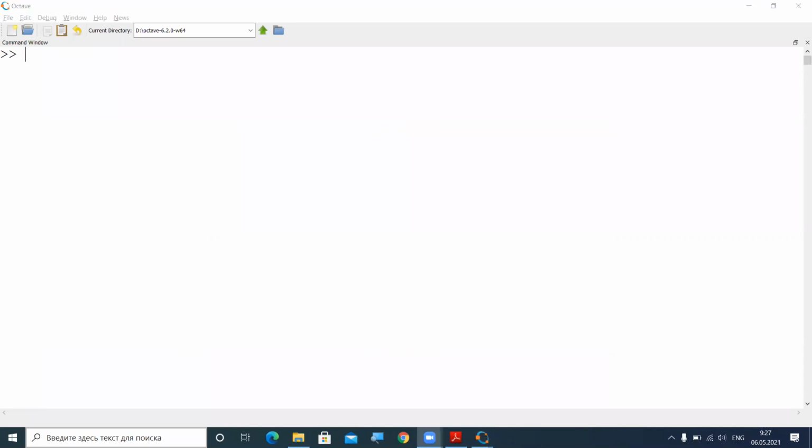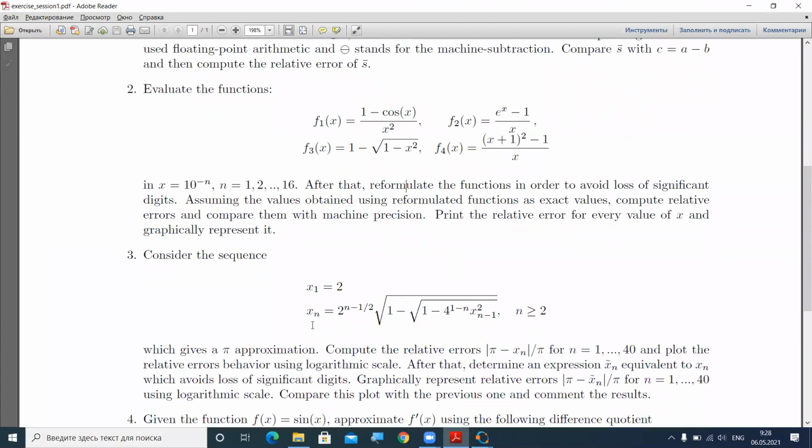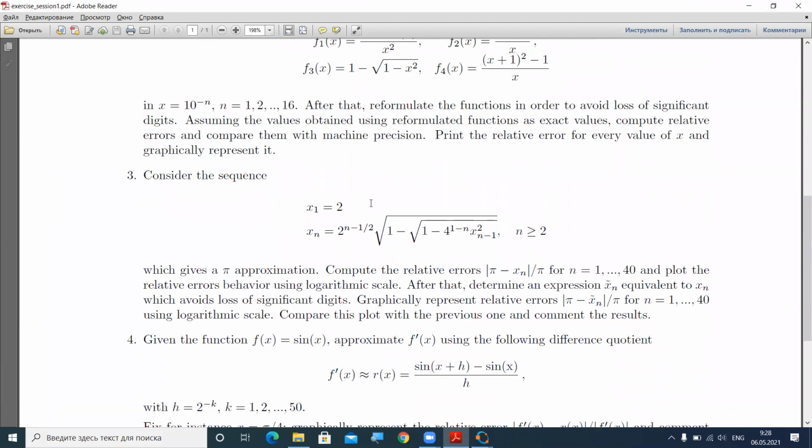Now, next exercise. Consider the sequence number 3, consider the sequence x. So we have this kind of sequence, and it gives us a pi approximation. We considered this kind of sequence in the lecture also. The first value is 2, and x_n, beginning from 2, we can define this way. And this is very close to the number pi. That's why it's called pi approximation.